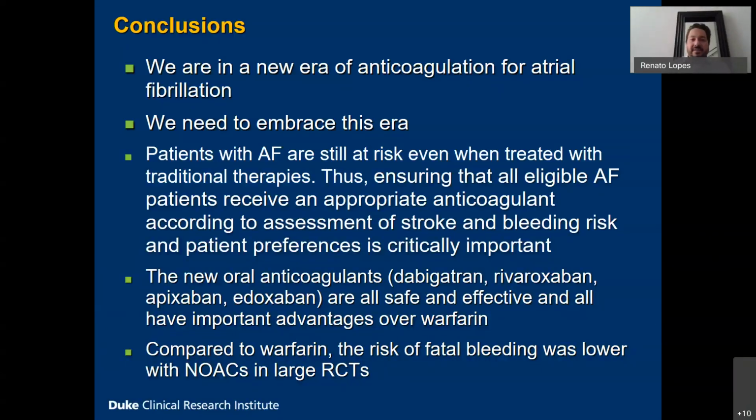So to conclude, ladies and gentlemen, I think we are in a new era of anticoagulation for atrial fibrillation, and I think we need to embrace this era. Patients using traditional therapies such as warfarin continue to have a lot of events, particularly intracranial hemorrhages and bleeding events. I think now we have better options, at least 4 drugs. All of them are safe and effective and have important advantages over warfarin. The main advantage, in my view, is the reduction in intracranial hemorrhage, which is much lower with NOACs compared to warfarin. So that's a very important finding.